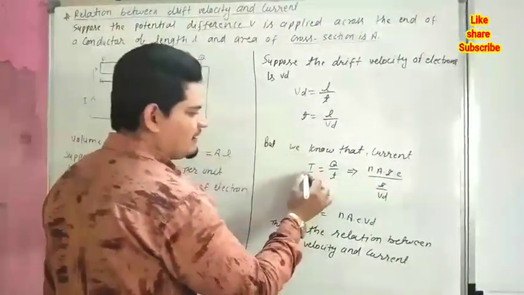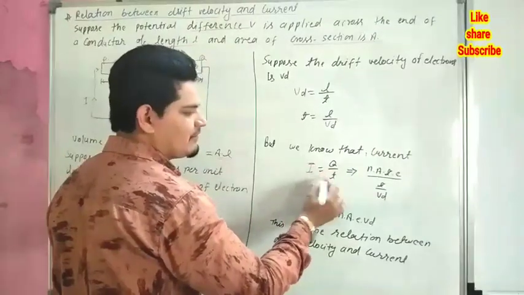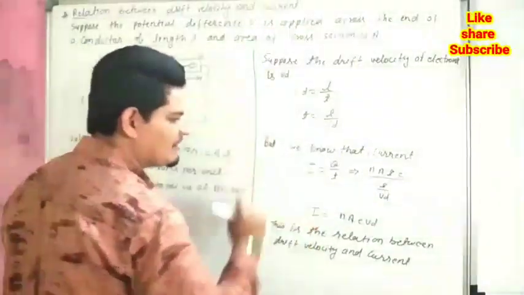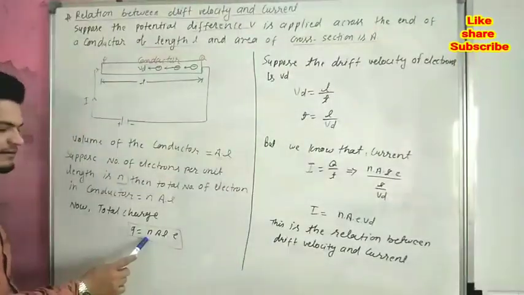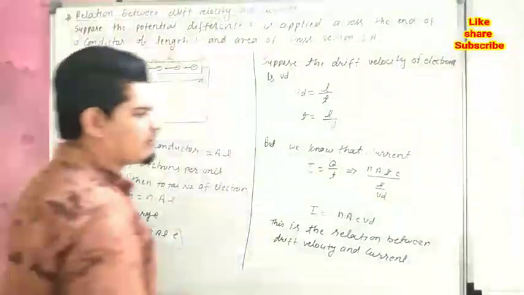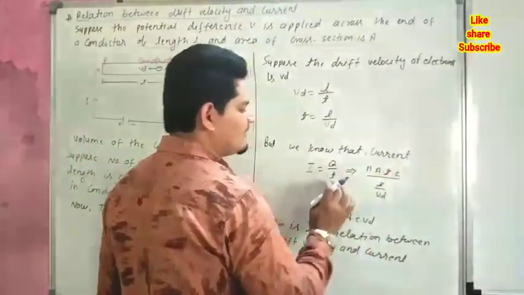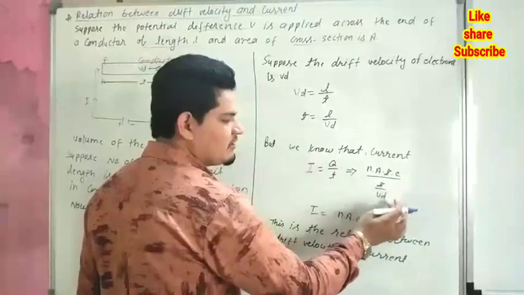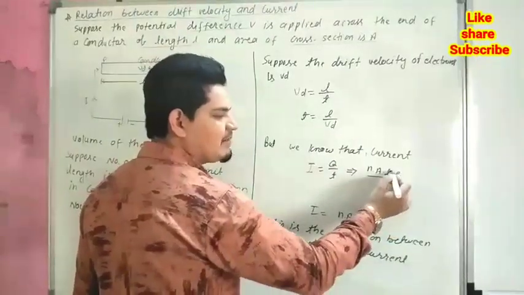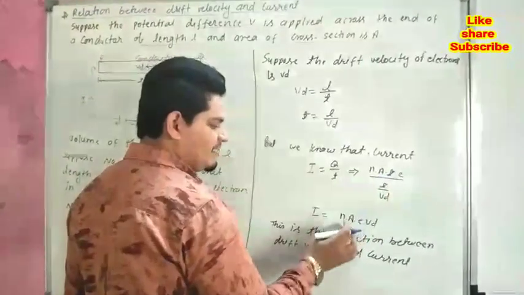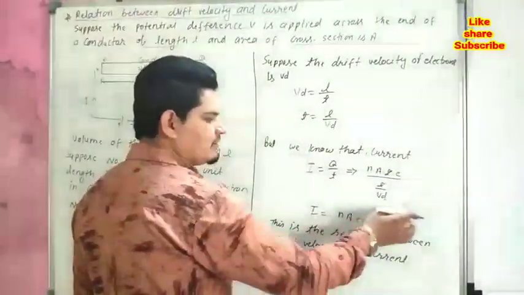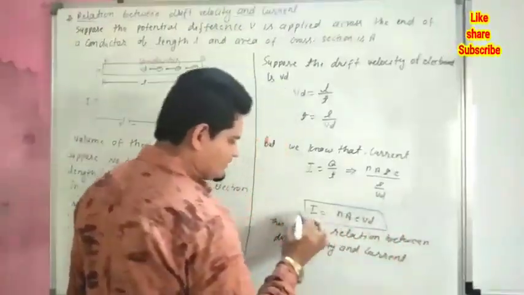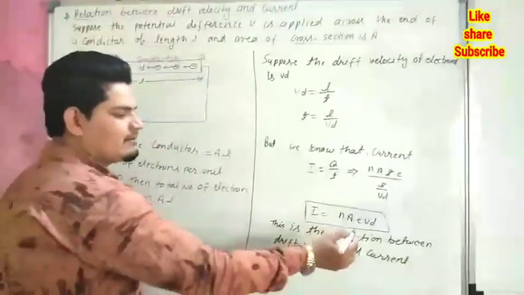So time is L upon Vd, where Vd is the drift velocity. But we know that current is equal to charge upon time. Current is equal to charge divided by time. The formula of charge is N A L e, divided by time, and the formula of time is distance upon Vd, that is L divided by Vd. So this L may be cancelled. The formula is N A e, and Vd goes to the numerator. So this is the relation between current and drift velocity.